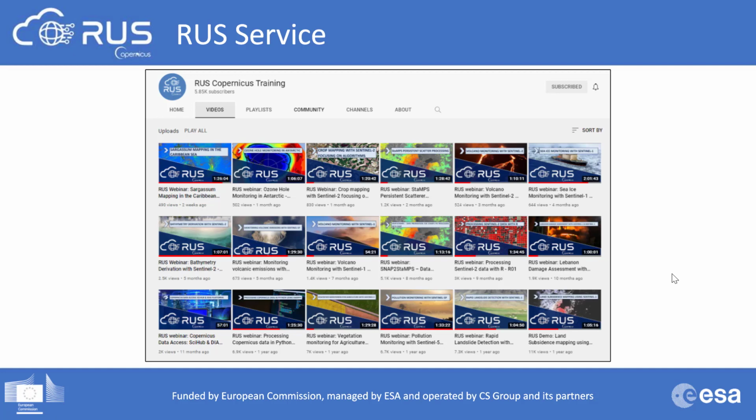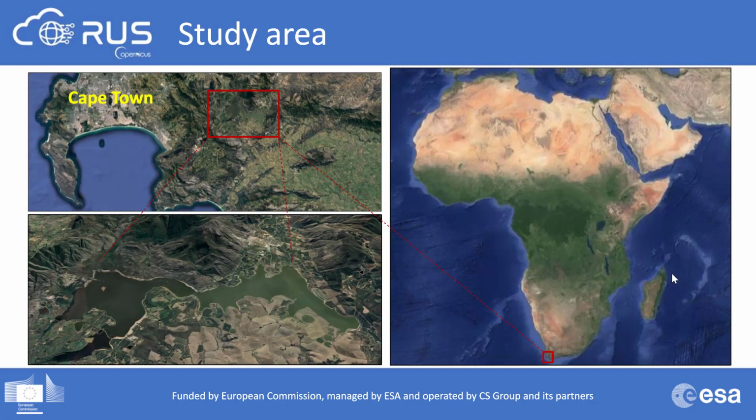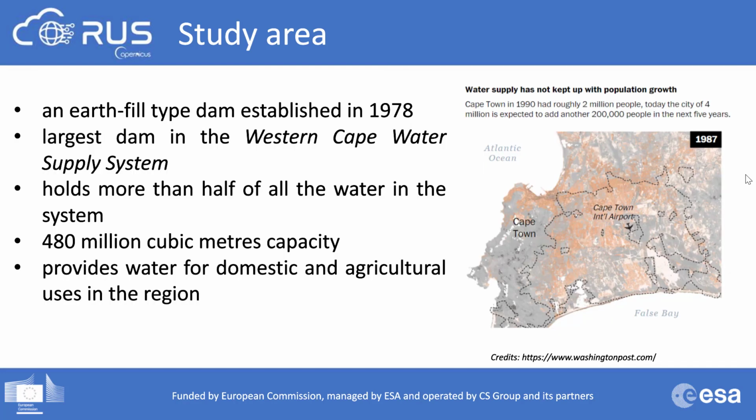Let's now move to the introduction to the topic of this webinar. The study area is located in Western Cape province of South Africa along the southern west coast. The area has a Mediterranean type of climate, which is characterized by warm, dry summers from November to March and cool, wet winters from May to August. In today's exercise, we will concentrate on the Waterskloof Dam, which is one of the 6 dams located around Cape Town, which form the Western Cape water supply system.